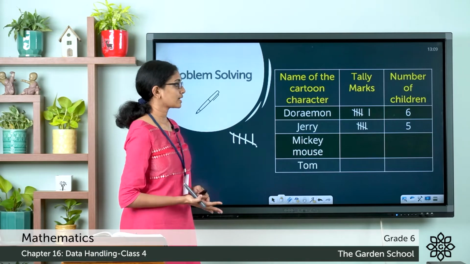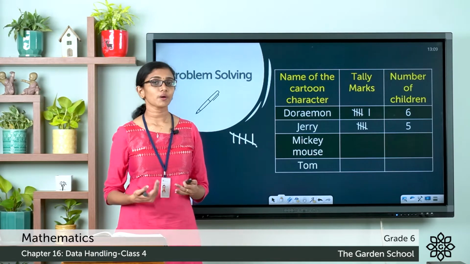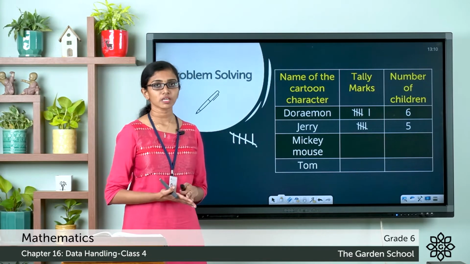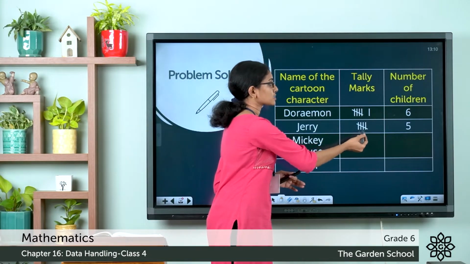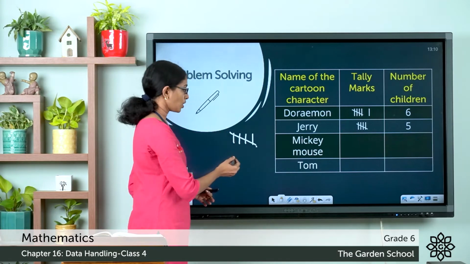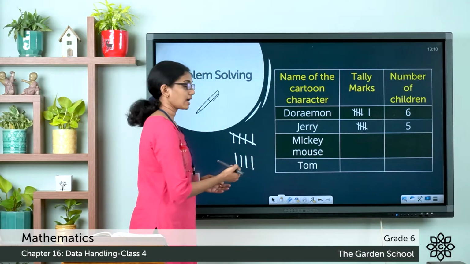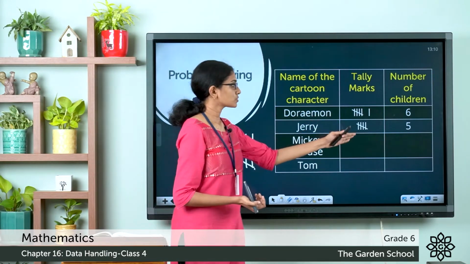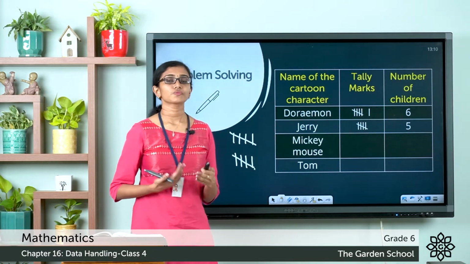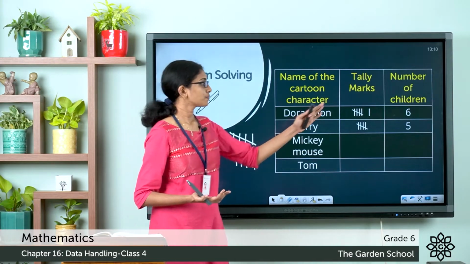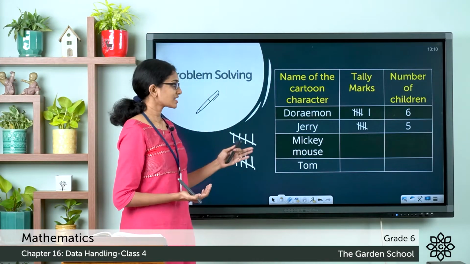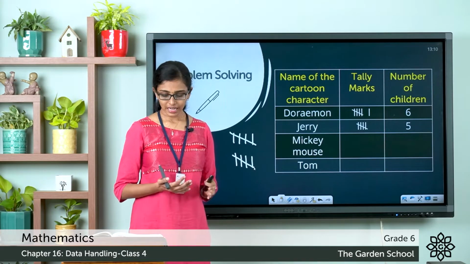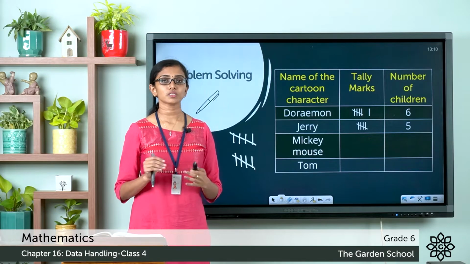Now the next cartoon character Jerry. So from the list, when you observe, you can see that the name Jerry occurs 5 times, and this is how we can represent it using tally marks. 4 vertical lines, and the 5th one should be represented with a diagonal line. So that we have used here, and the number of children whose favorite character is Jerry is 5. Do the same procedure for the other 2 characters and please complete the table. Now that will be the solution to the first part of this question.